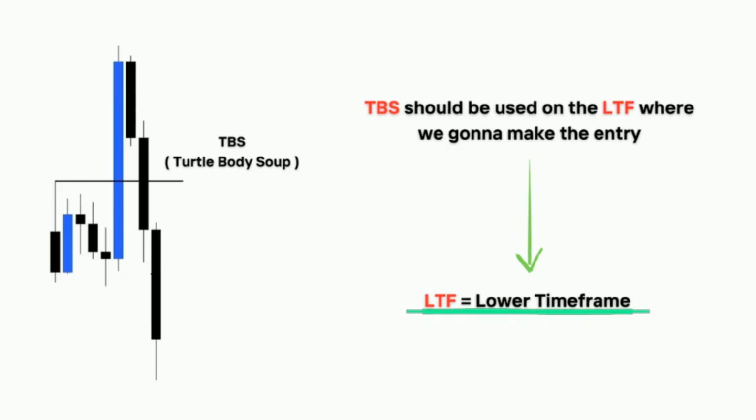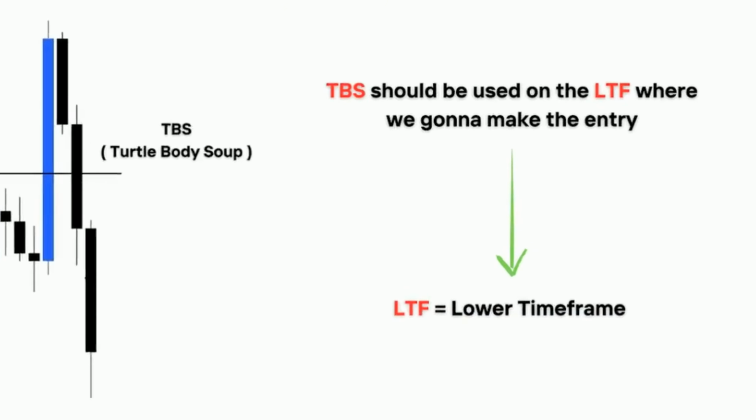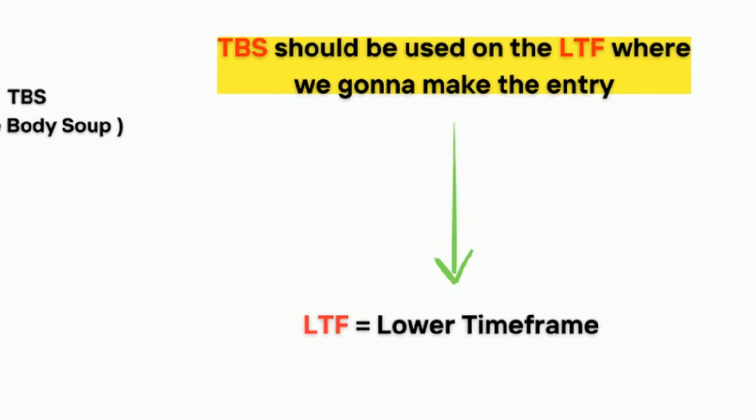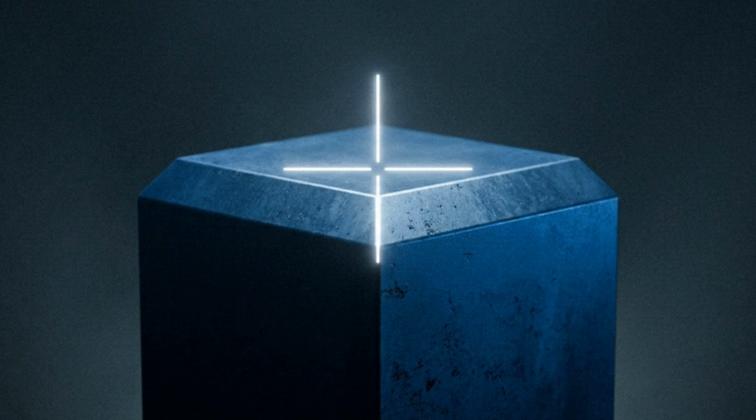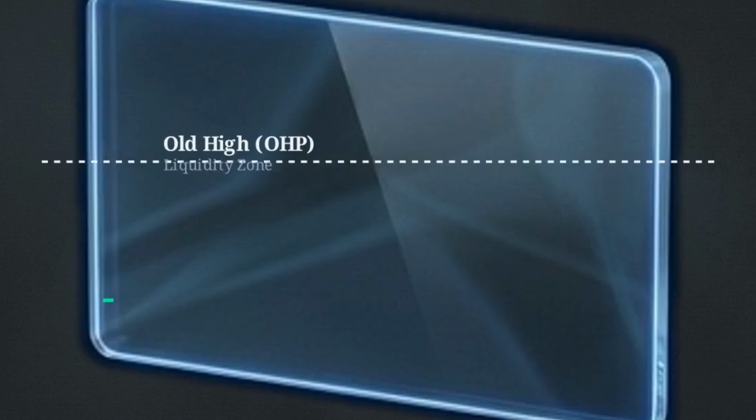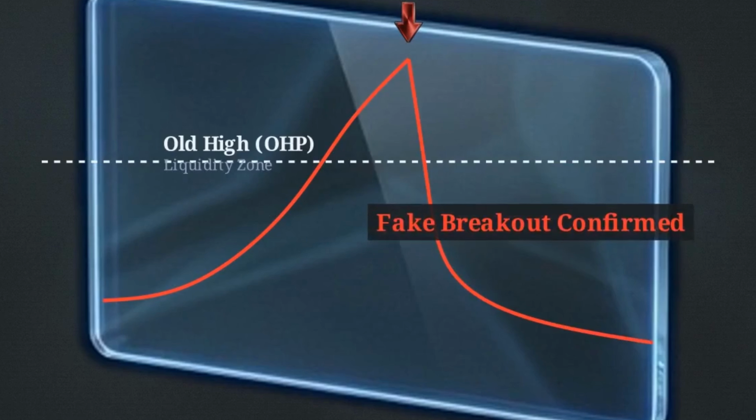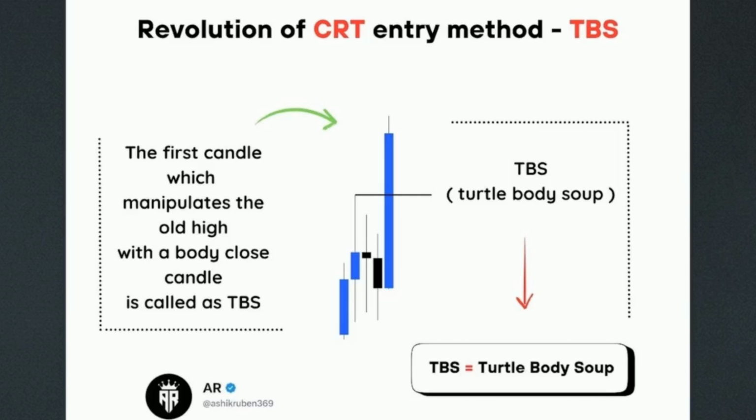Once the higher time frame context is set, we drop down to a lower time frame, such as the 5-minute or 1-minute chart. This is where we pinpoint the exact entry signal inside the macro trap. The micro-level trigger we look for is turtle body soup, or TBS. This pattern identifies the fake breakout as it happens on the faster time frame. A valid TBS has a very specific rule. It must be the first candle that manipulates the old high or low and closes its body past that level, signaling that the initial breakout is failing.